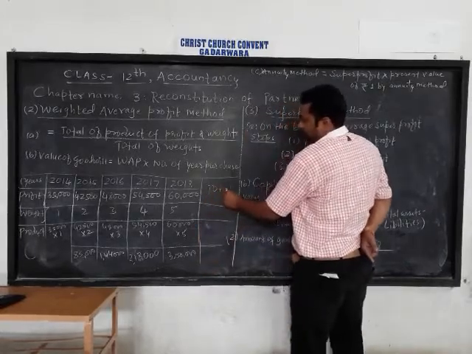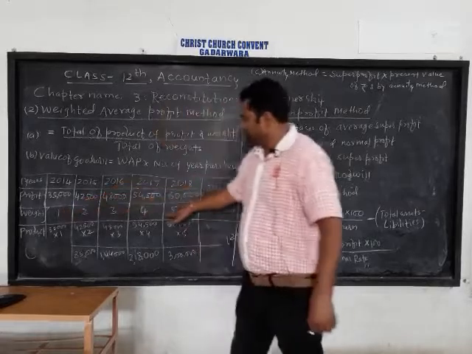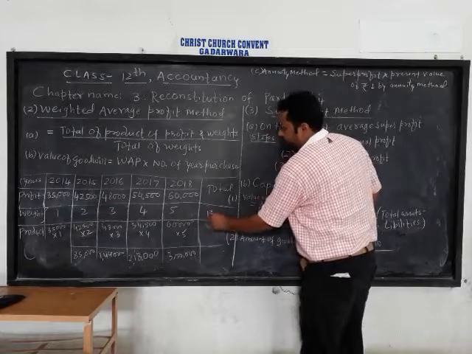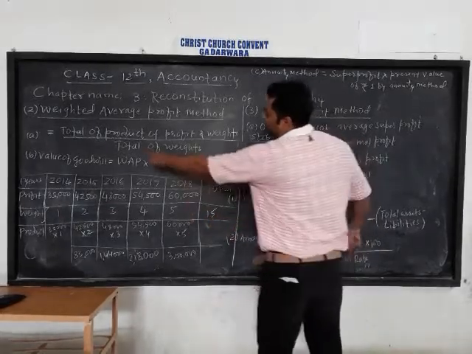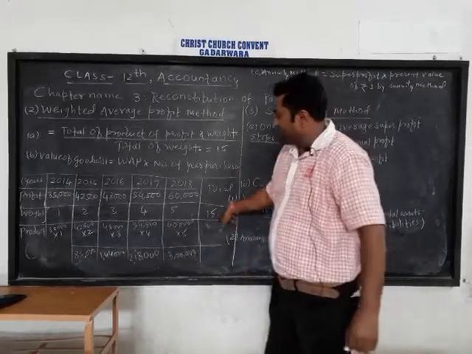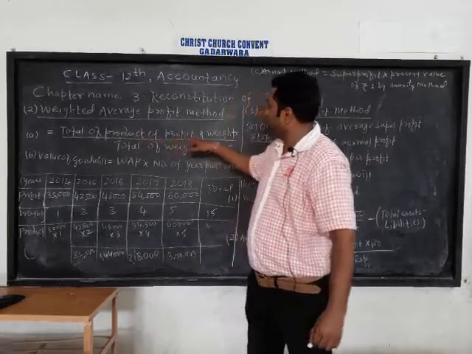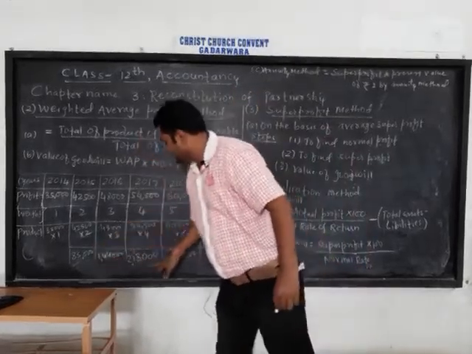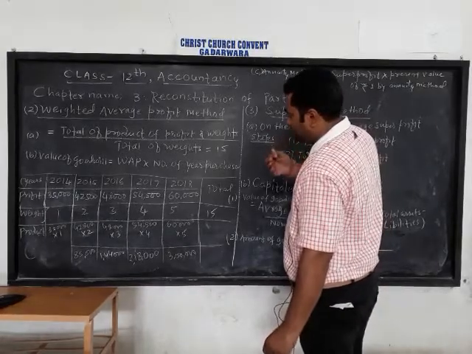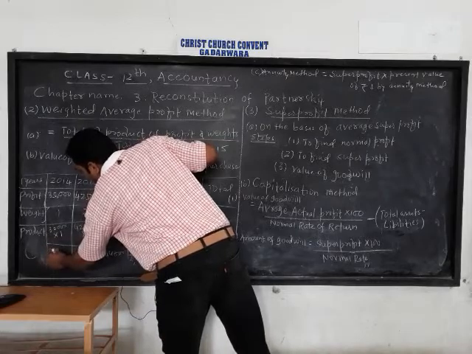Total. So the total of years weightage is 5, 4, 9, 10 or 5, 15. So the total of weight is 15, and the total of product of profit and weight, so we'll add these all. Okay, I have missed one, the first one. 35,000, that is 35,000.